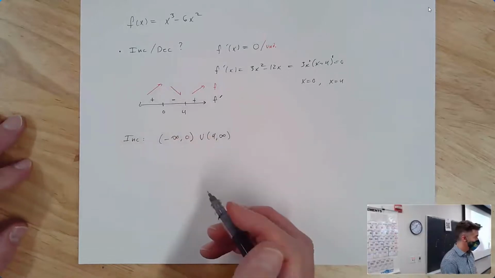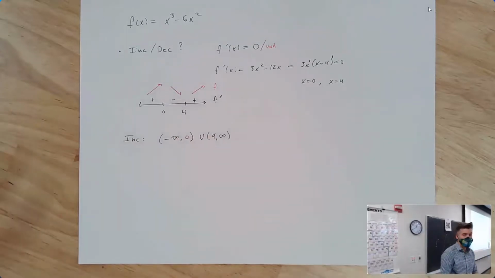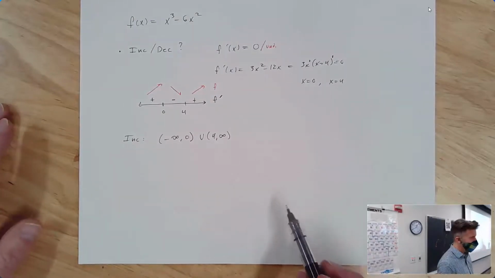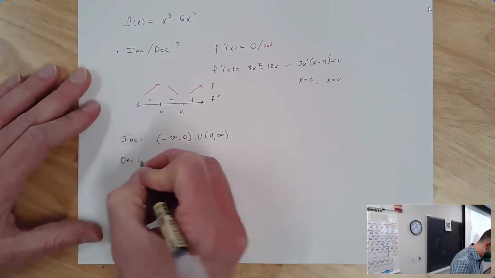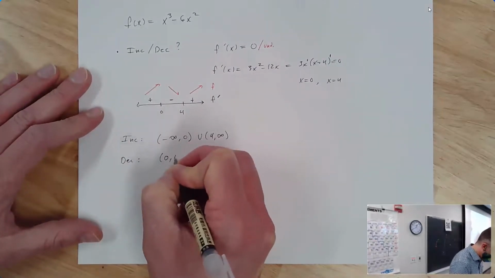exclusive of the endpoints. Most people define the interval where something is increasing or decreasing as an open interval, where you never include endpoints. But I will say there are some professors who define it with the endpoints included. So if that's you or your professor, just be aware that you need to include them if they're saying that. But it's fairly standard to not include endpoints. Decreasing on the interval from 0 to 4.